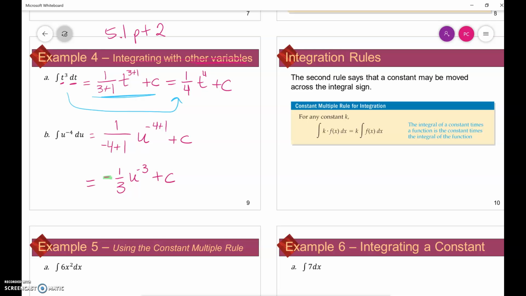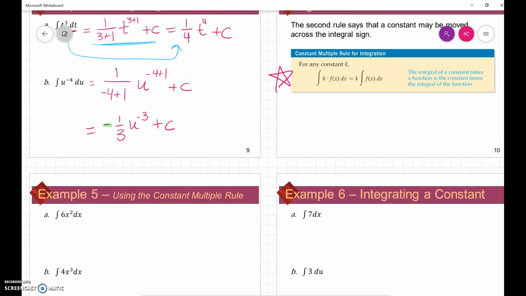All right, let's learn some more rules. So the second rule of integration says that a constant may be moved across the integral sign. So if you have the integral of k times f of x dx, that's the same as k times the integral f of x dx. Okay, so we can move that integral out front and not have to mess with it as we're dealing with our integration. Let's do some examples.